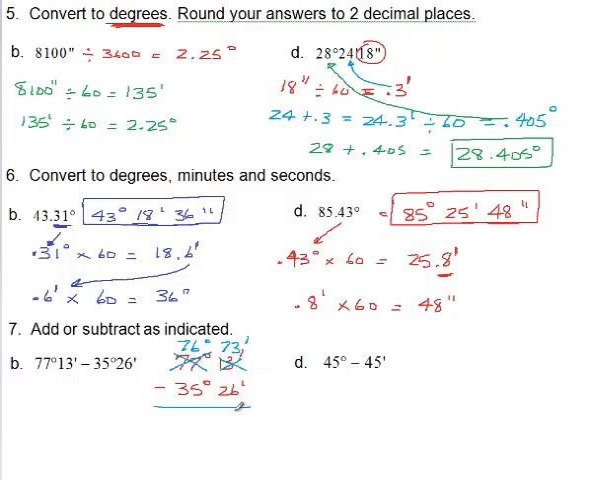Now you can do 73 subtract 26, which of course leaves 47 minutes. And now I do 76 degrees subtract 35 to give you 41 degrees. So your answer is 41 degrees, 47 minutes. So when you cannot subtract, when the number on top is smaller than the number on bottom, you borrow 1 degree, change that to 60 minutes, and add that on to the next one.